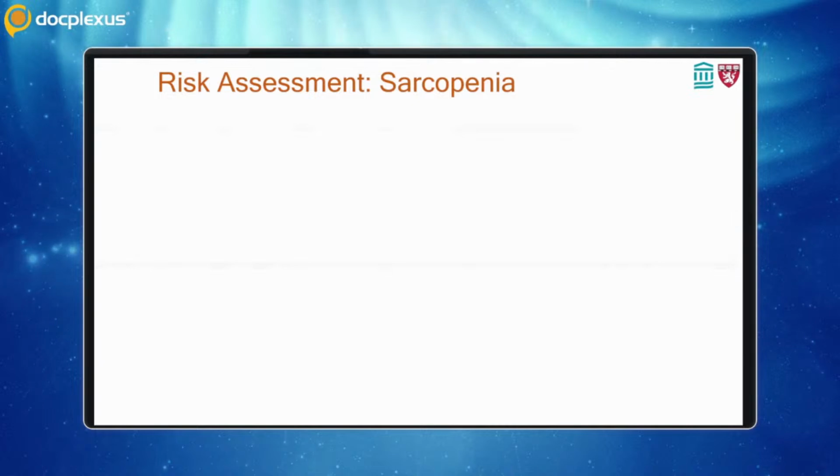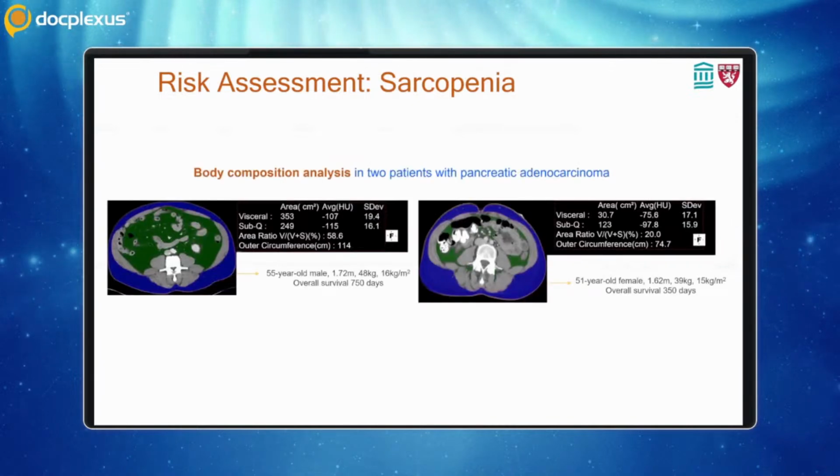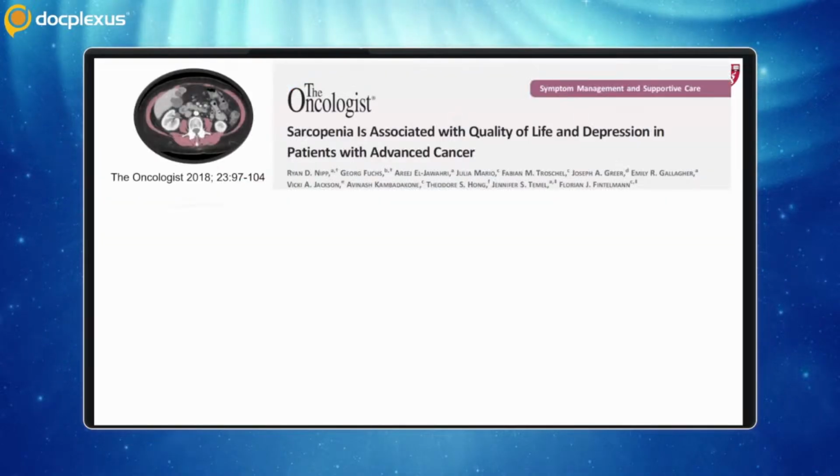As you can see, in a patient with more muscle mass, the overall survival was much longer as opposed to a patient who has lower muscle mass. In fact, we looked at MGH, we looked at the value of body composition and sarcopenia, and looked at its association with quality of life and depression.